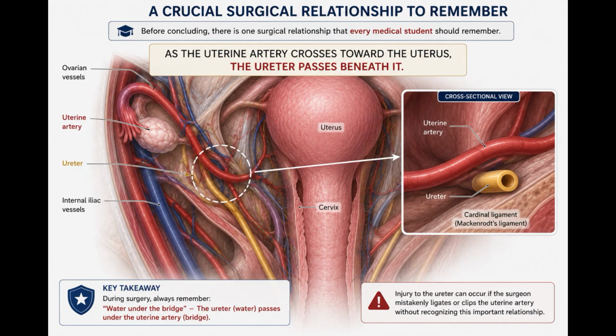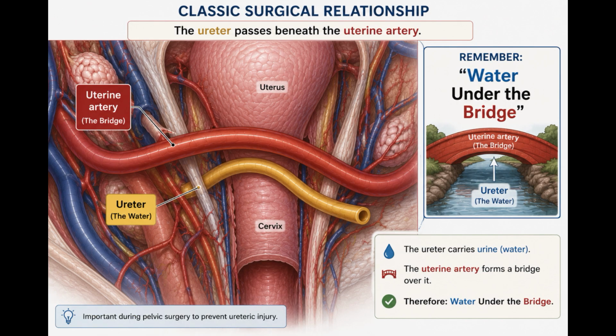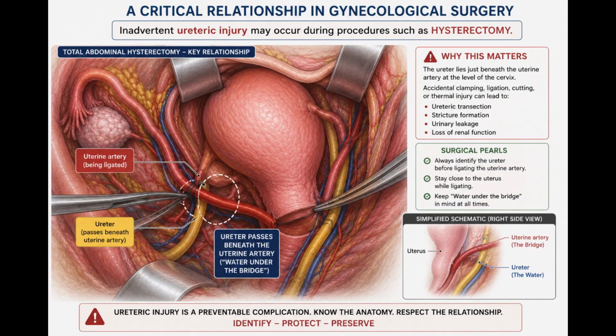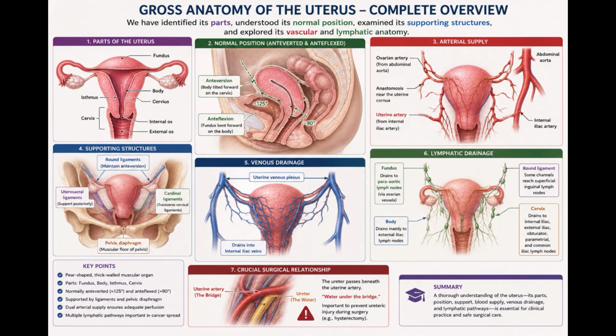Before concluding, there is one surgical relationship that every medical student should remember. As the uterine artery crosses toward the uterus, the ureter passes beneath it. This relationship is classically remembered by the phrase, water under the bridge. Here, the ureter carrying urine, the water, passes beneath the uterine artery, the bridge. This is one of the most important anatomical relationships in gynecological surgery because inadvertent ureteric injury may occur during procedures such as hysterectomy. With this, we have completed the gross anatomy of the uterus.